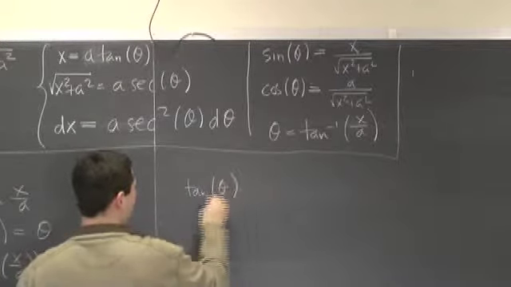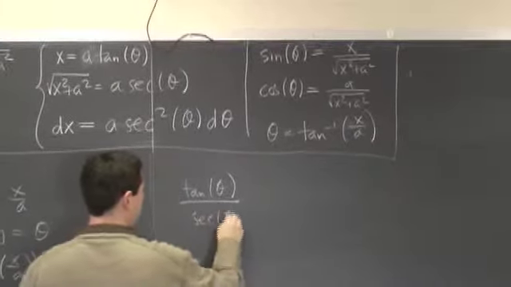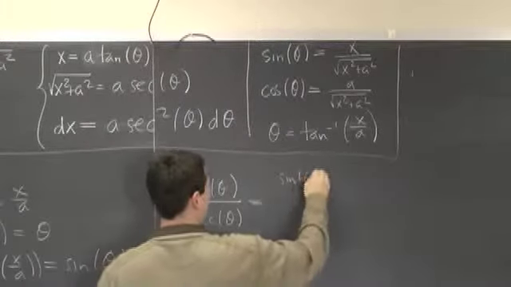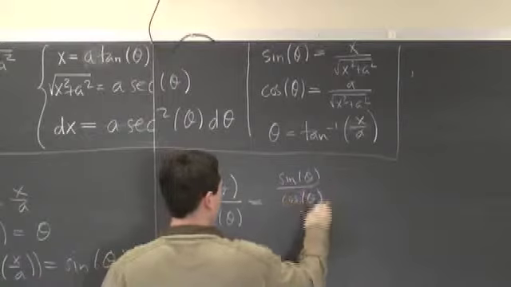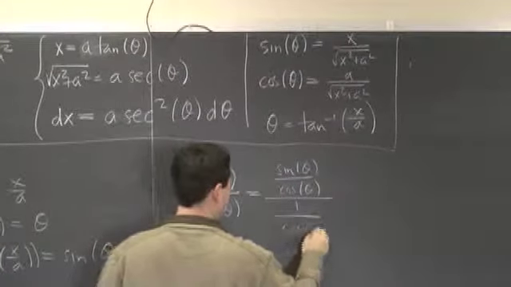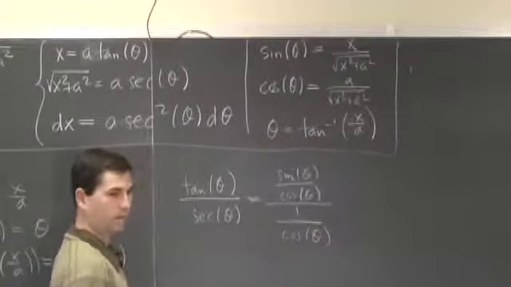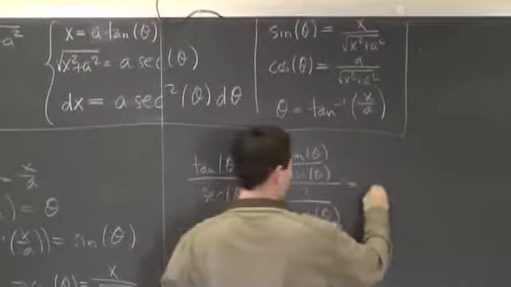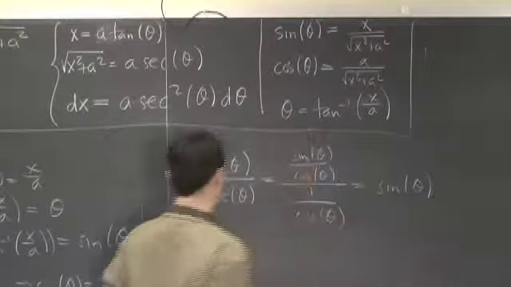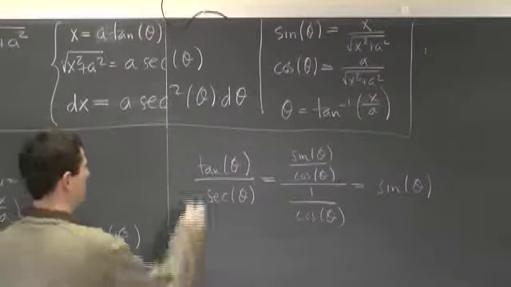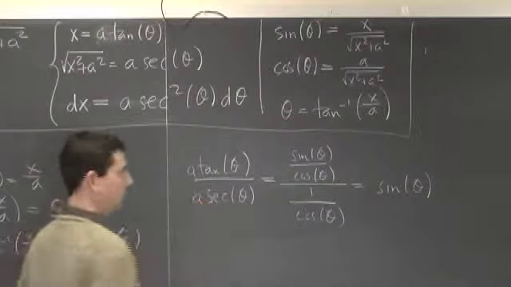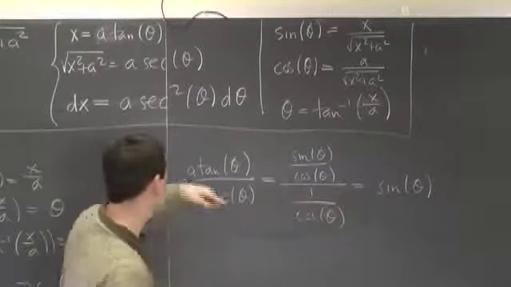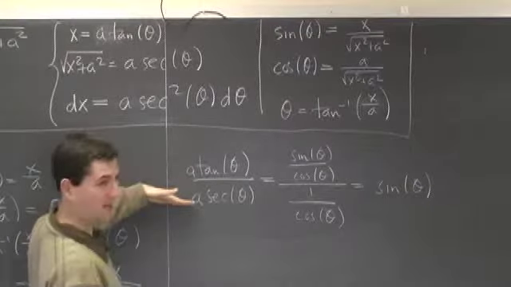that tangent of theta divided by secant of theta is, well, this is sine over cosine divided by 1 over cosine, which is equal to what? Just sine, right? This flips over and you get just sine. And of course, nothing changes if I put an a here, because they'll just cancel. So sine of theta is a tangent of theta divided by a secant of theta.